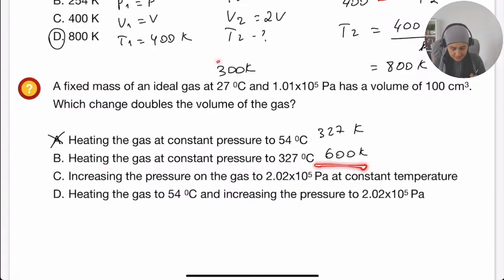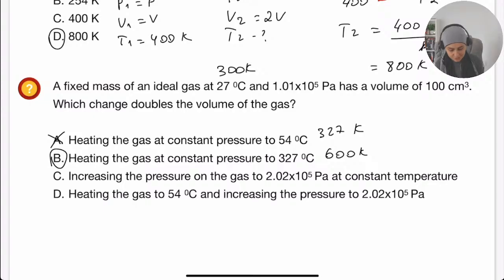Well, that's doubling in kelvin. Let's check. Which change doubles the volume? Well, yes, if we heat the gas and double the temperature, the volume would double, at constant pressure. So I'd say B, but let's check the rest.